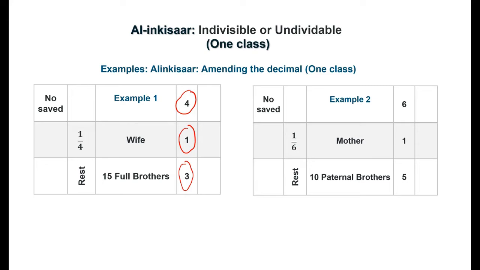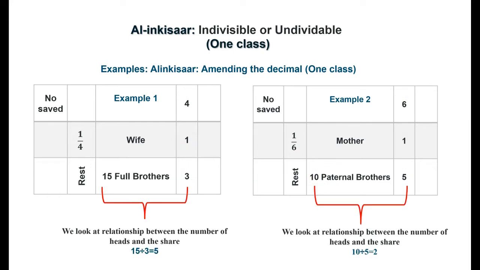In the second example, we have a mother and 10 paternal brothers. In this occasion, the mother is getting 1/6. So the masala is built upon 6. 1/6 of 6 is 1, and the 10 brothers are getting 5. In both examples, we have a problem with the brothers when it comes to dividing their wealth.